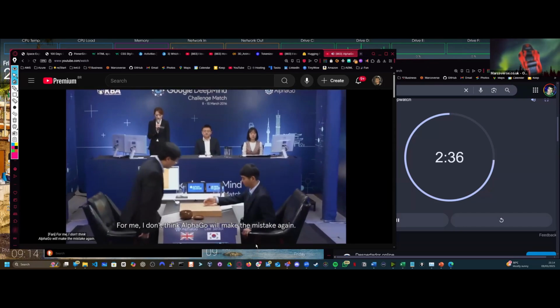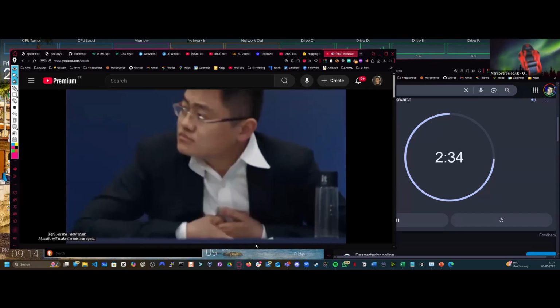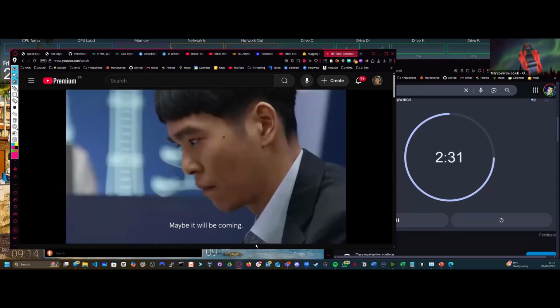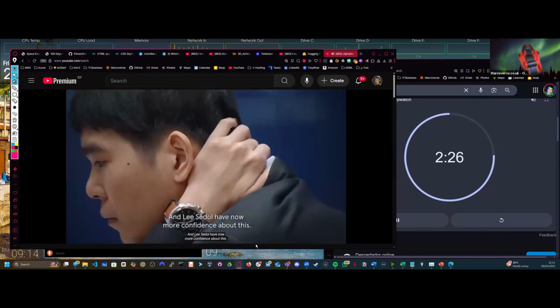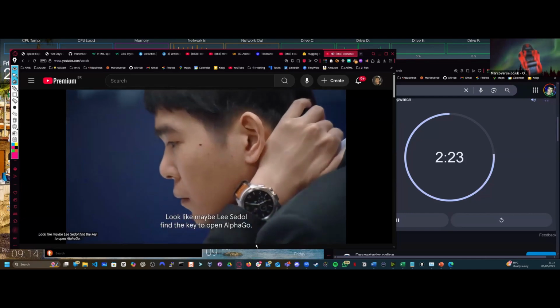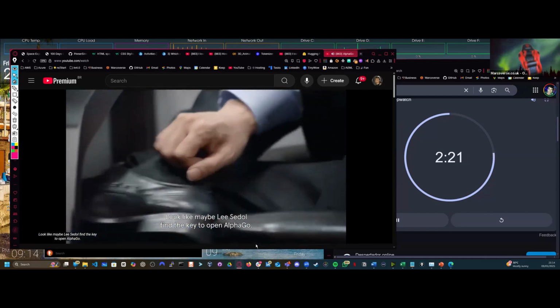For me, I don't think AlphaGo will make the mistake again. But who knows? Maybe it will come in. And Lee Sedol has more confidence about this. Looks like maybe Lee Sedol finds the key to open the AlphaGo.